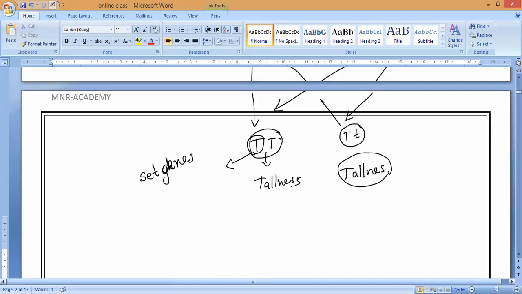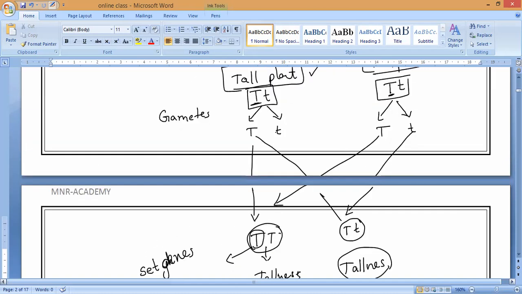Yes. So in this tallness, the pair of genes is capital T and another one is small t. Now, where is this capital T coming from, guys? The first parent. Yes or no? Capital T is coming from the first parent, and where is the small t coming from? The second parent. This is coming from the first parent, and this is coming from the second parent.